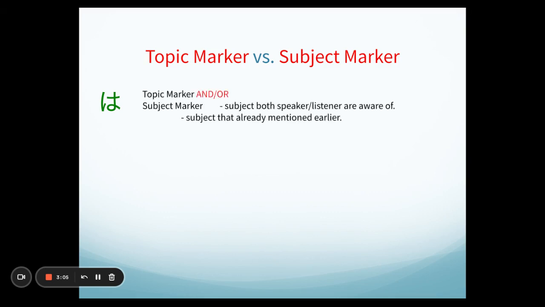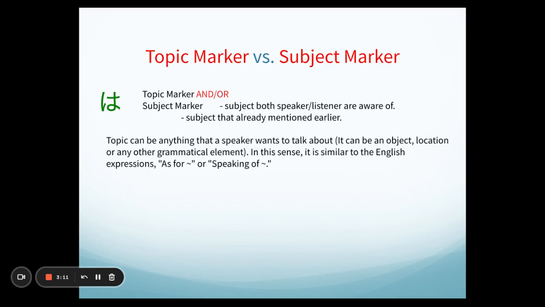So let's compare. The topic marker can be a subject marker too. Yeah. So topic can be anything that the speaker wants to talk about. In this sense, this is similar to English, kind of like speaking about blank, as for blank, like this. Speaking of myself, I'm a high school student.